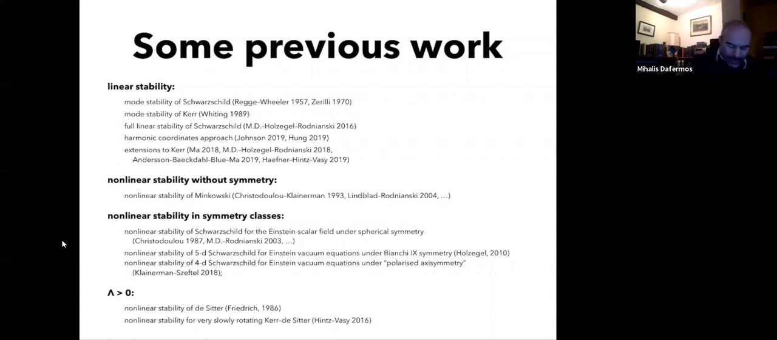And maybe I'll also highlight a work from maybe 7 years ago now. Together with Holzegel and Rodnianski, we proved the full linear stability of this solution. And this opened the way to general linear and nonlinear stability results for black holes. And there's been a lot of further developments in this subject since then, which I'll discuss a little bit now.